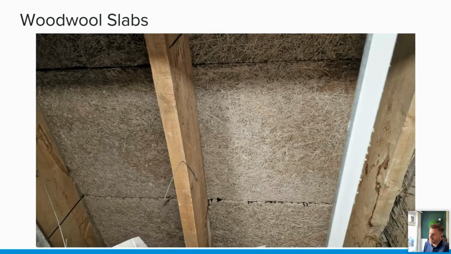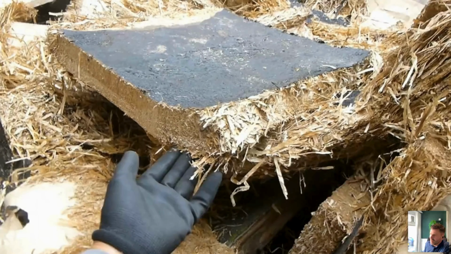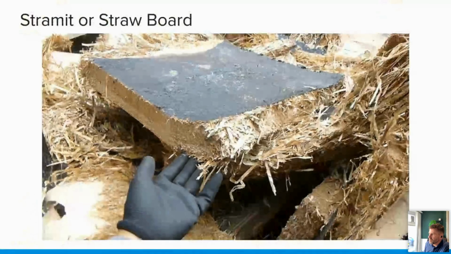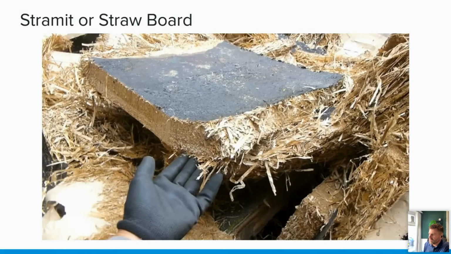So this is your stramit board. This is one that's been stripped off and put in a skip. So you can kind of see why it gets confused with woodwool slab. It can look similar to woodwool slab to a less experienced person, but they are starkly different when it comes to their fragility. This stramit or strawboard, if you come across it, should always be stripped. And it is deemed a fragile deck under HSG 33.